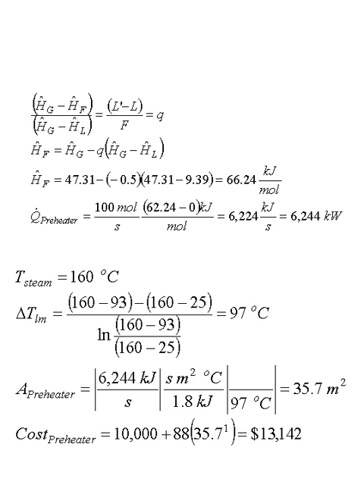We can solve for the area of the preheater by using the energy required by the preheater, 6244 kilojoules per second. The heat transfer coefficient is given to us at 1.8 kilojoules per second meter squared degrees C, and our temperature driving force is 97. This calculates to an area of 35.7 square meters. And using the appropriate coefficients to determine cost, we will find that the preheater cost is given by the equation at the bottom, and it would require approximately $13,142.